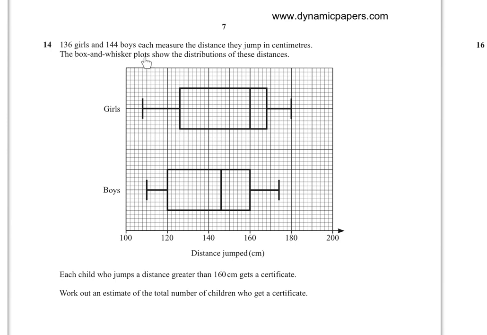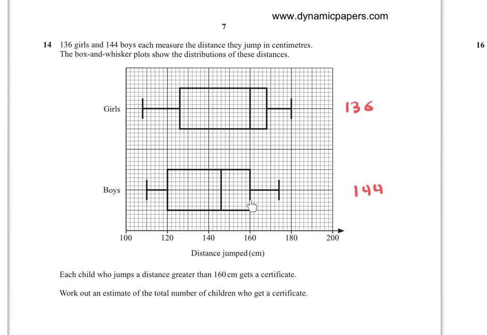The box and whisker plots show the distributions of these distances. Each child who jumps a distance greater than 160 gets a certificate. Work out an estimate of the total number of children who get a certificate. So greater than 160 gets a certificate. For the girls, we have 136 girls and we have 144 boys.